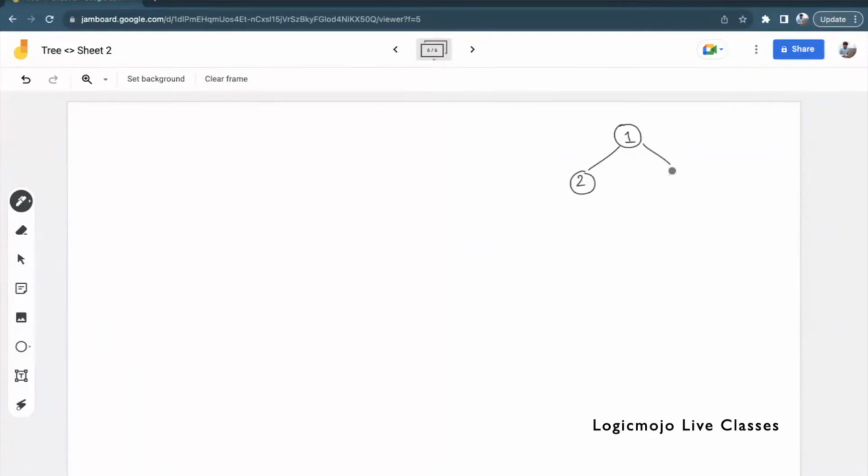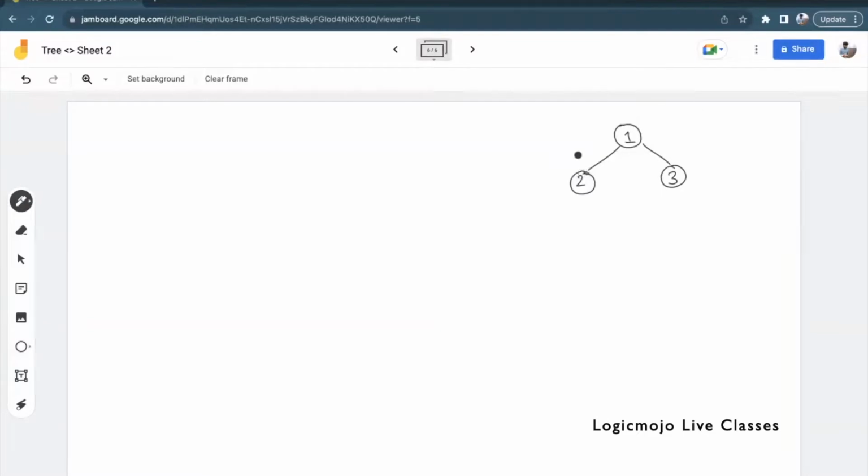1, 2, 3. Okay. Now, if this is the child of 1, right? This is also the child of 1. If we ask for the common ancestor of both, who's the common ancestor of both? So this will be the common ancestor, right? 1 will be the common ancestor of both, right?